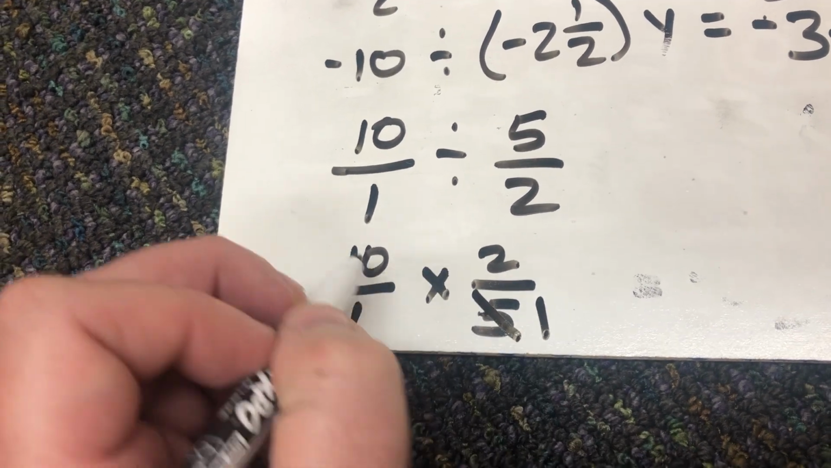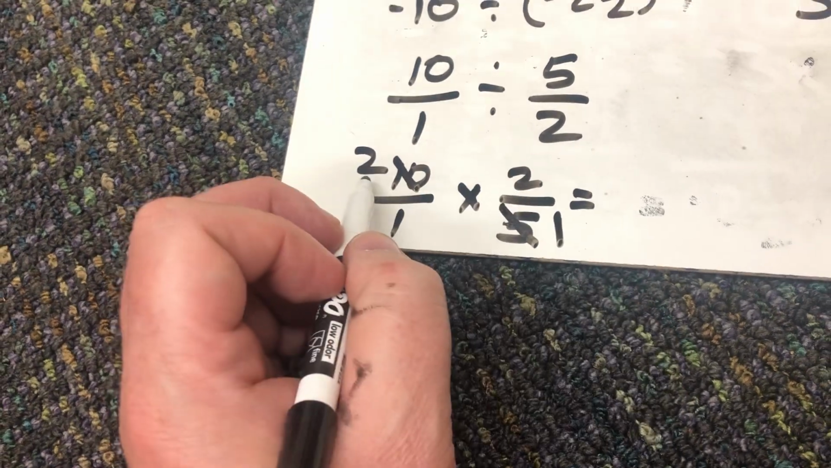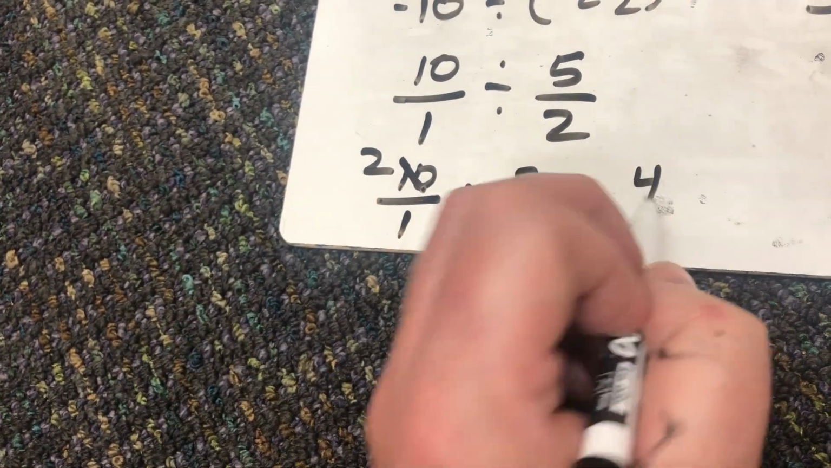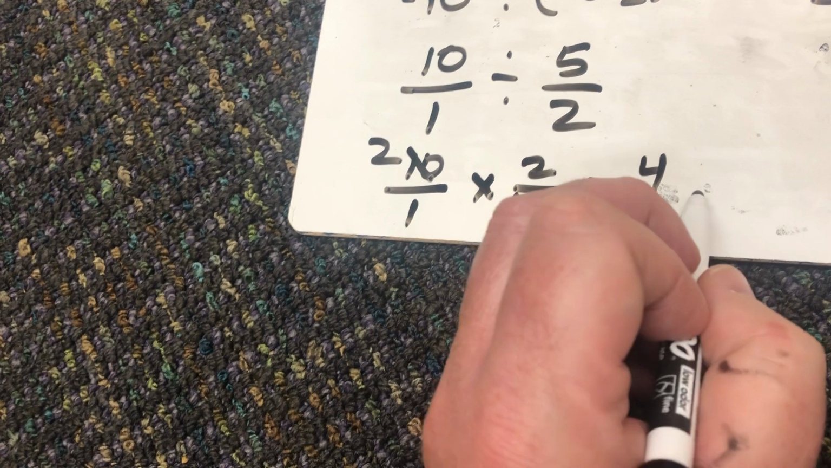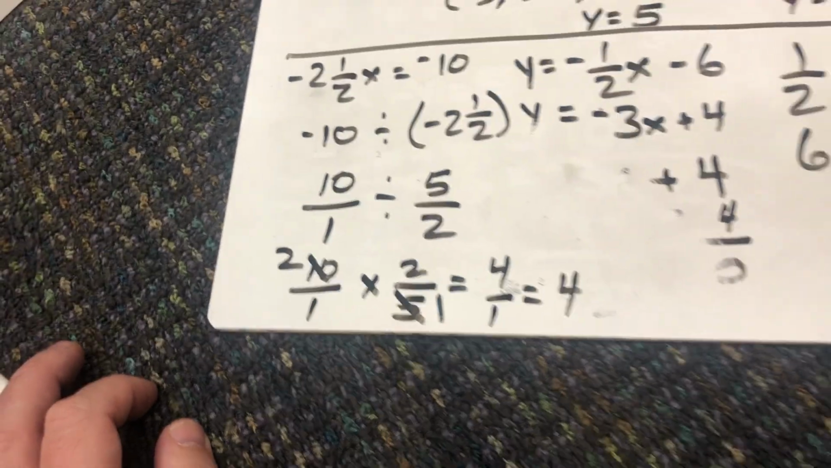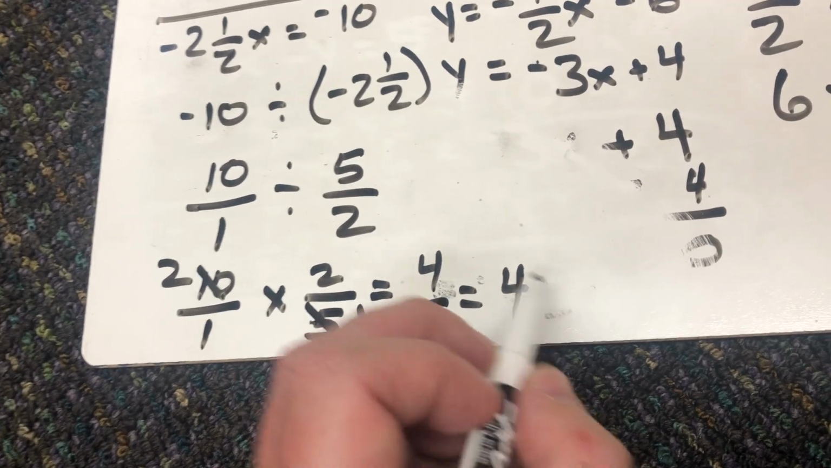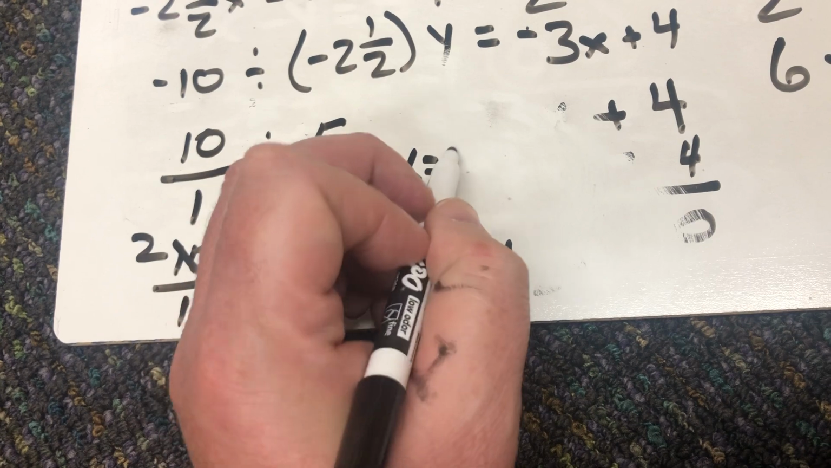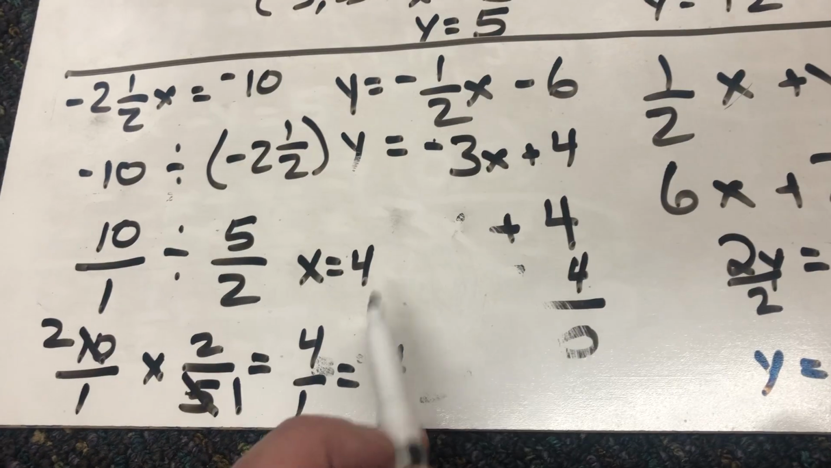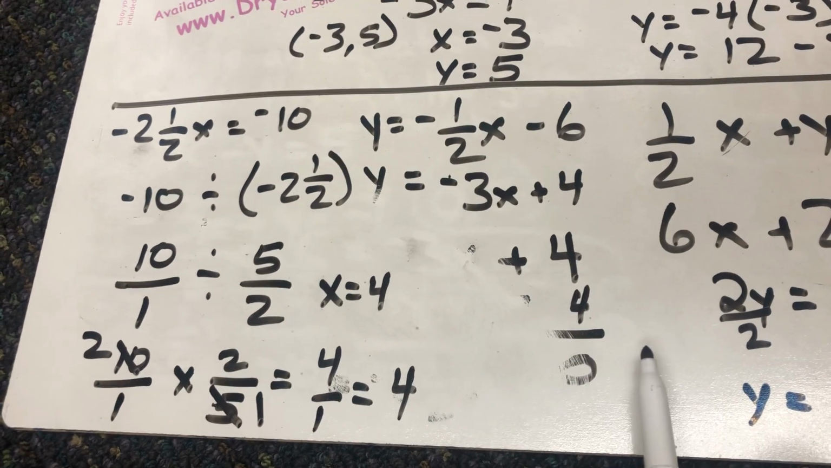5 divided by 5 is 1. 10 divided by 5 is 2. I end up with 2 times 2 is 4. 1 times 1 is 1. 4 over 1, well, I know that 4 over 1 equals 4. So that tells me that x equals 4. I've now solved for x. X equals 4. Well, I'm going to go back and plug that into one of my equations in slope-intercept form.